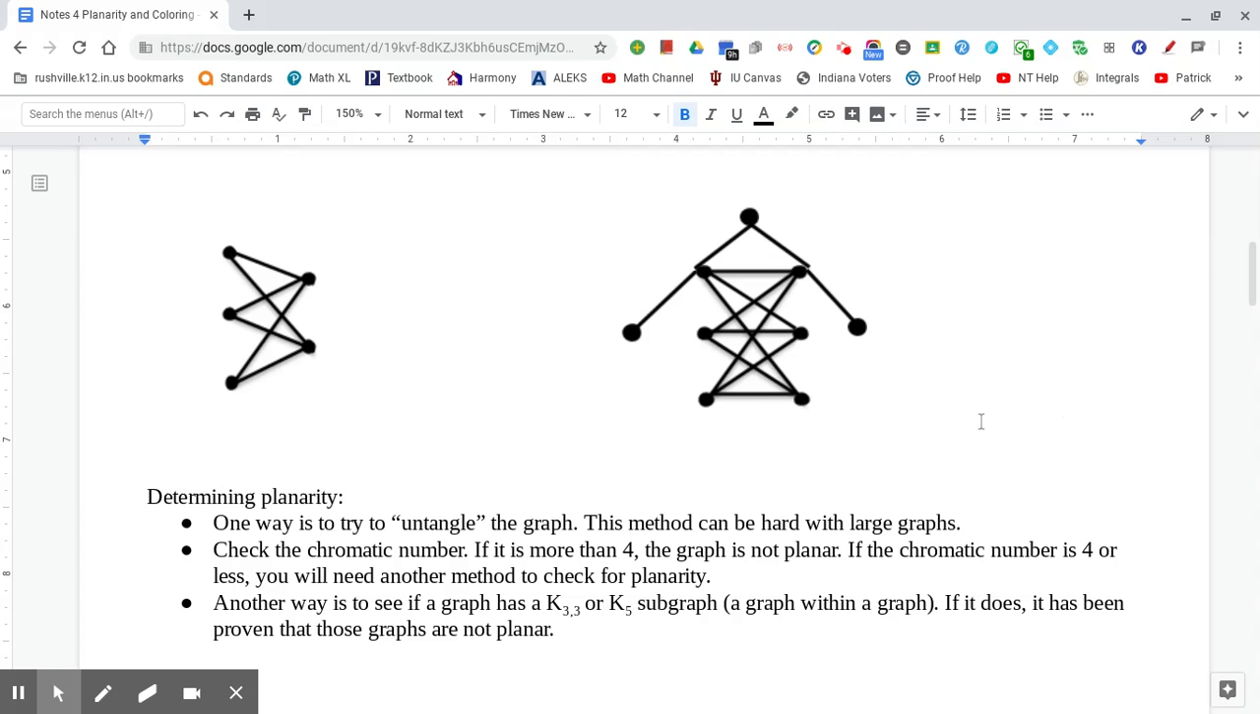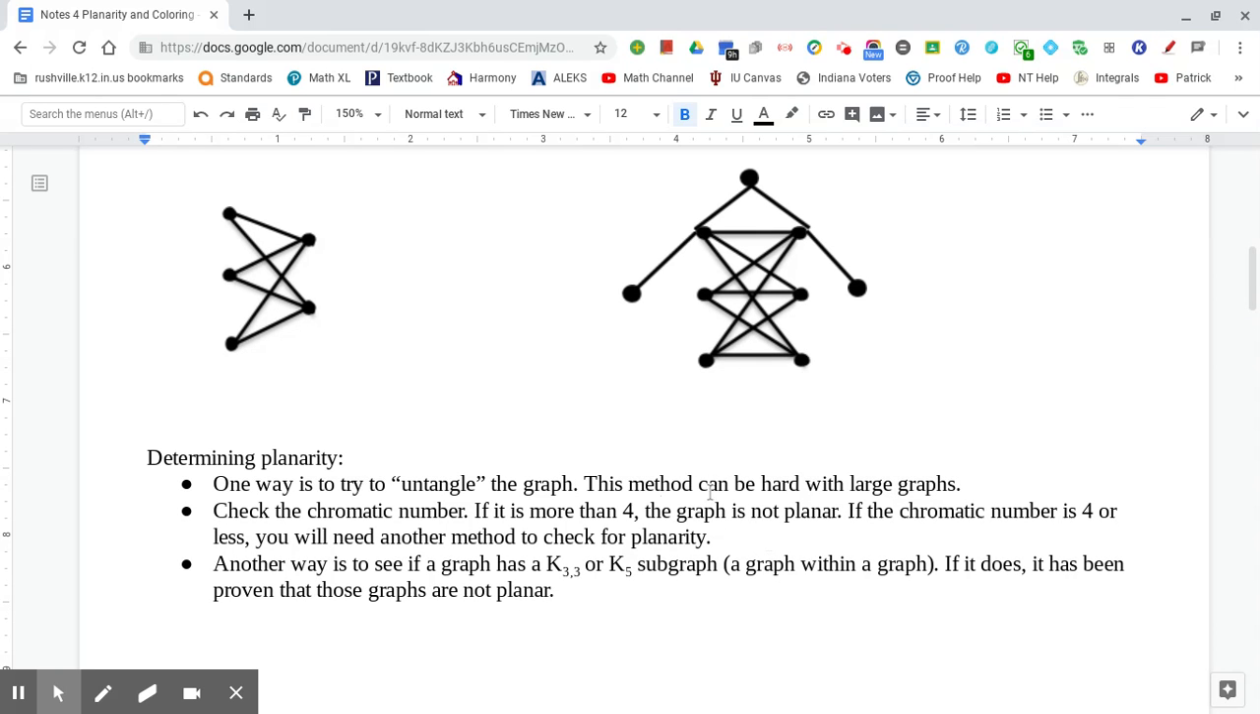Try to redraw the graphs to make it so their edges don't intersect at all. Before you start untangling, however, I would double check what the chromatic number is. Because if it happens to be more than 4, don't try to untangle, because if it's more than 4, the graph cannot be planar. However, if it's 4 or less, then you're going to have to play around with it, because it might be planar, it might not be.